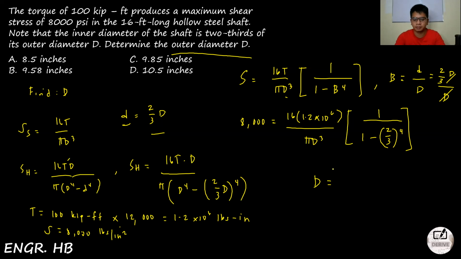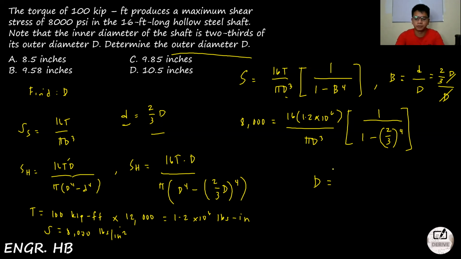So this will become, unahin mo natin yung naka-bracket. 1/1 minus 2/3 raised to 4. So, yan, ganyanin niyo muna guys, yung bracket muna. So, times 16 times 1.2 times 10 raised to 6 divided by pi divided by 8,000. Of course, d cube is equal to answer.